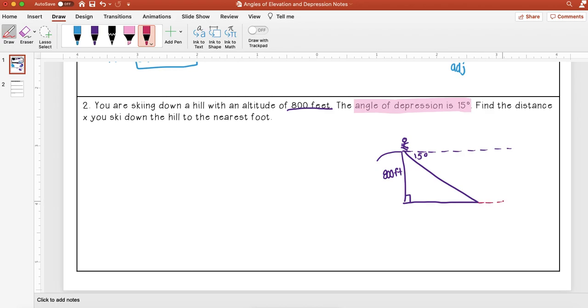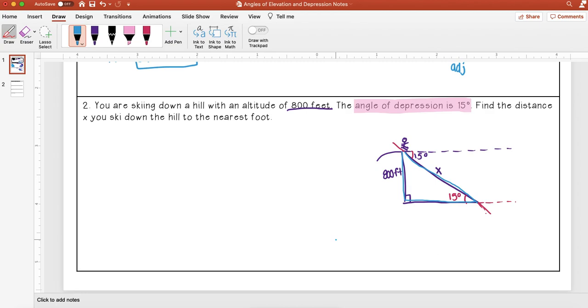I see this is really just two parallel lines cut by a transversal, and if you remember back to chapter 3, that means that these two angles are congruent. So this is actually 15 degrees right here as well. And then lastly, I'm trying to find the distance x that you ski down the hill. So I want to know what this length is right here, how far that slope is. So I have everything labeled, and now I have this triangle right here.